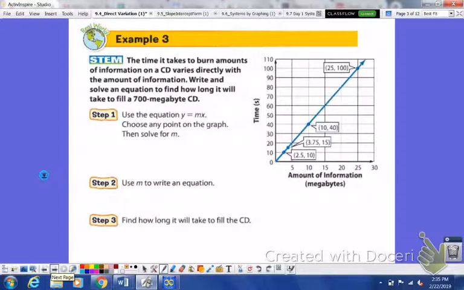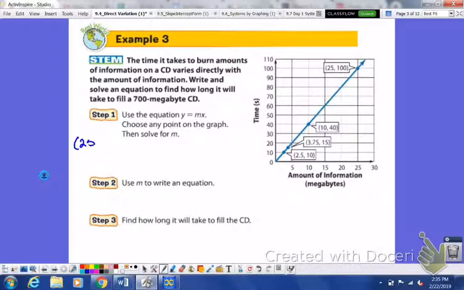Okay, jump into our next example, example 3. The time it takes to burn amounts of information on a CD varies directly with the amount of information. Write and solve an equation to find how long it will take to fill a 700 megabyte CD. So given this graph, step 1, we want to use the equation y equals mx and we want to choose any point on the graph, then solve for m. So we could choose (2.5, 10), (3.75, 15), (10, 40), or (25, 100). Personally, I'm going to go with the (25, 100), but you could pick any of them. You're told that it's constant, so they should all give you the same rate.